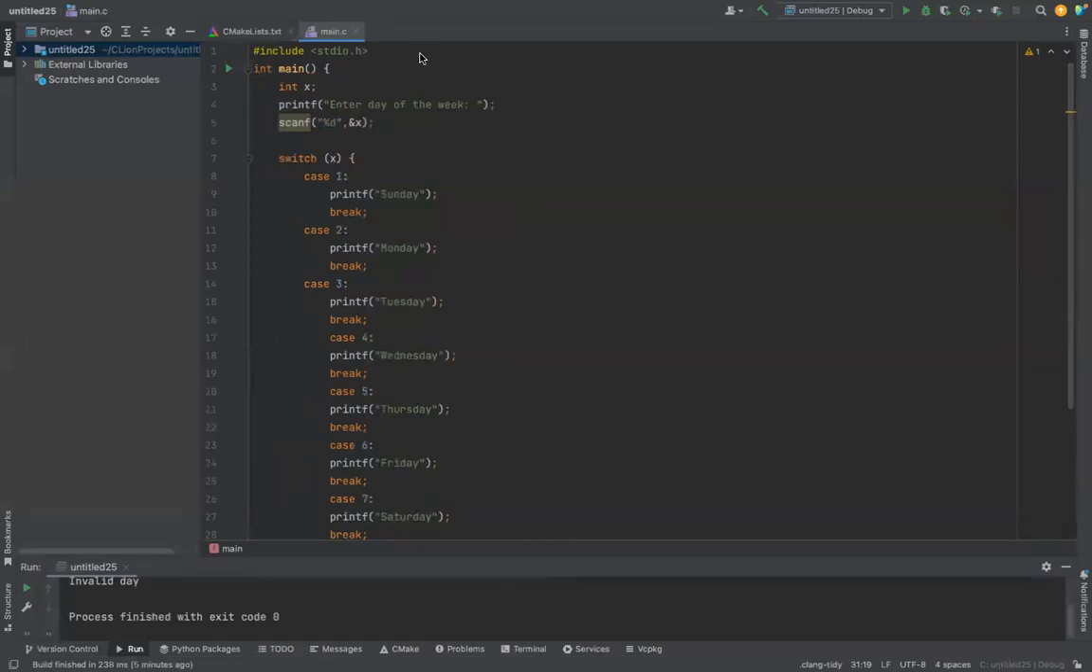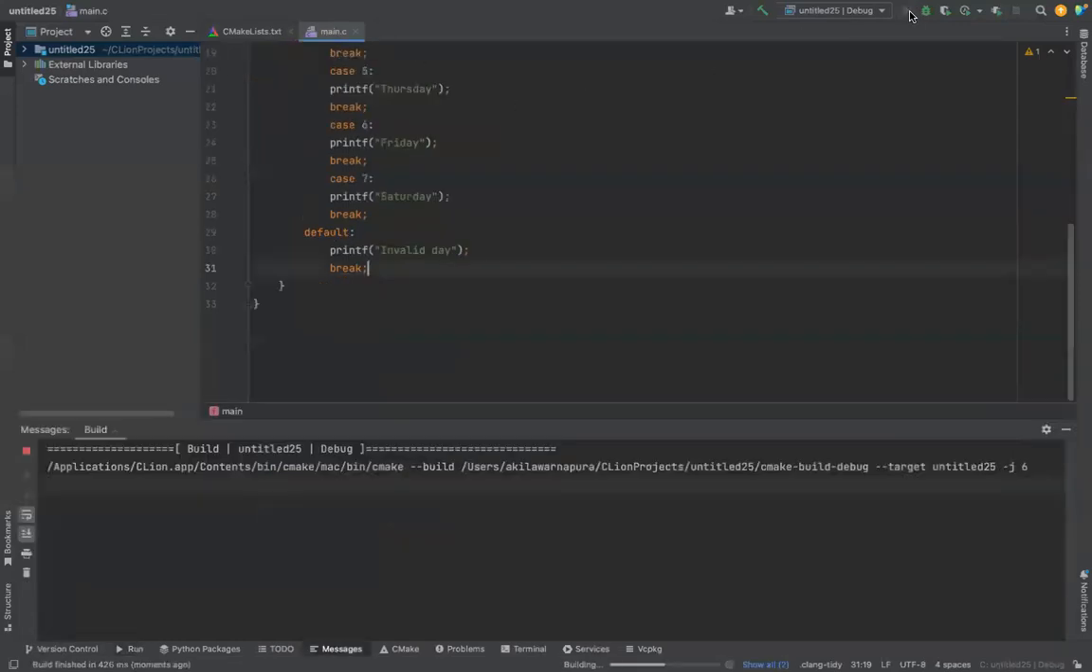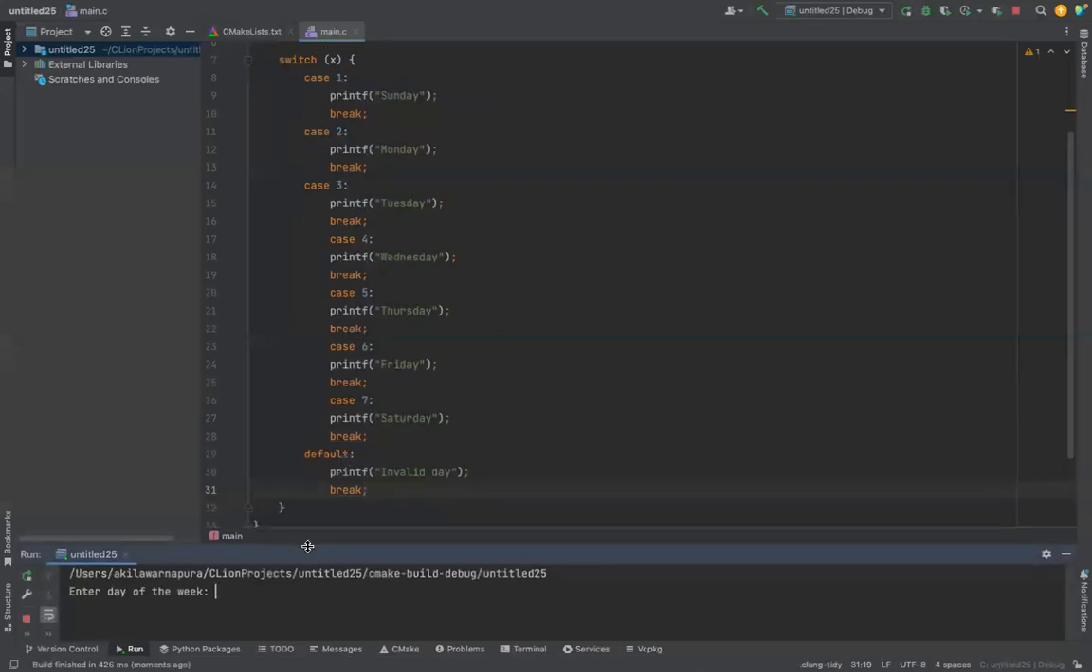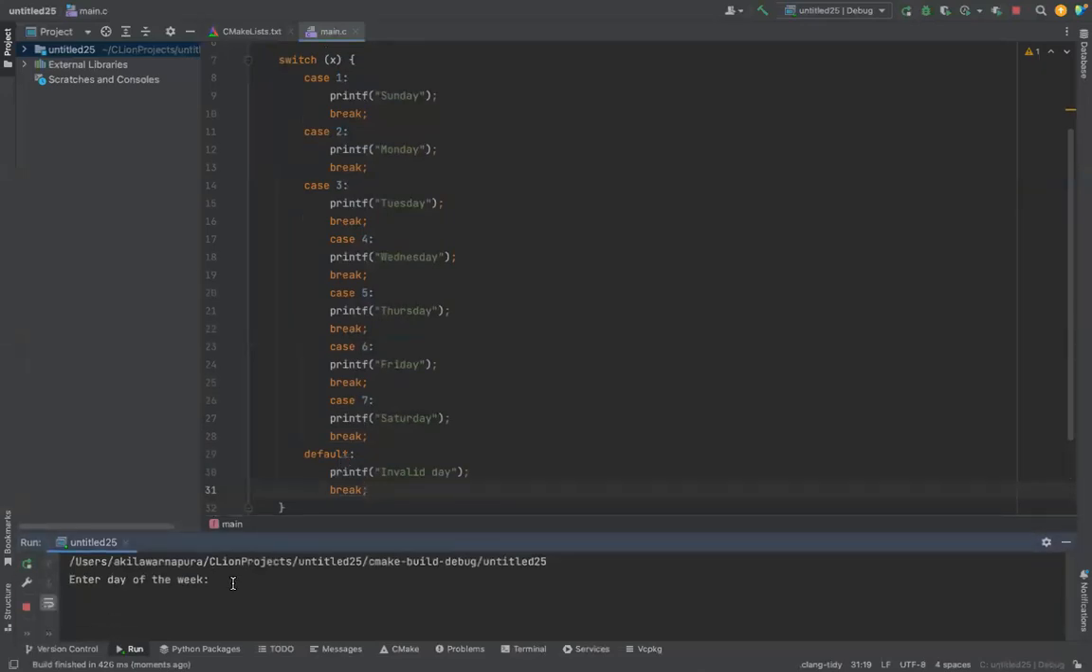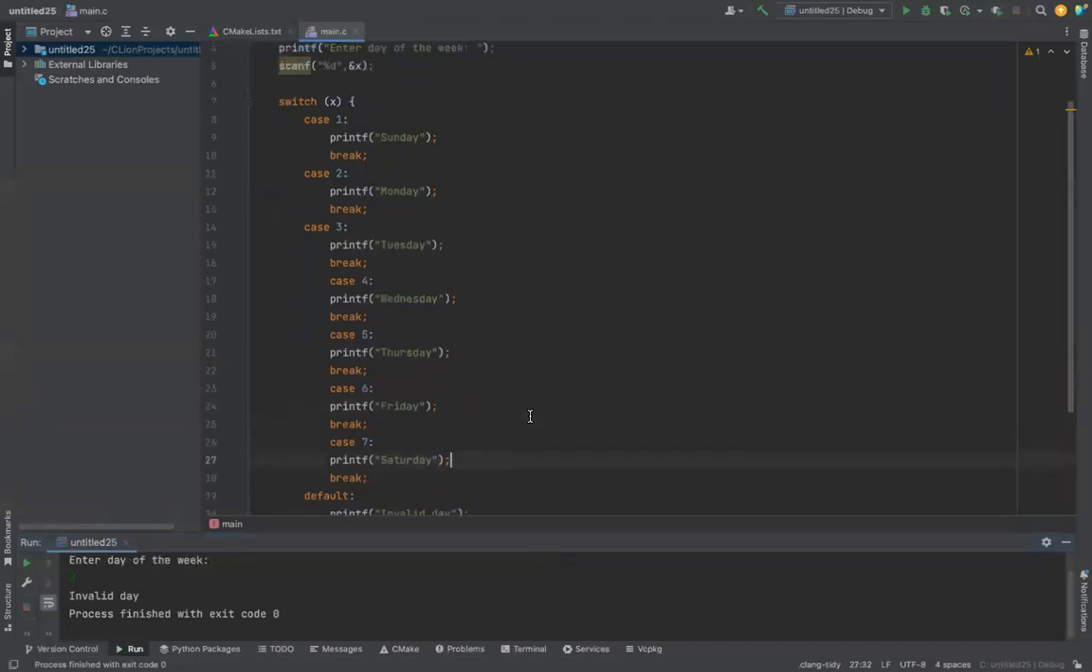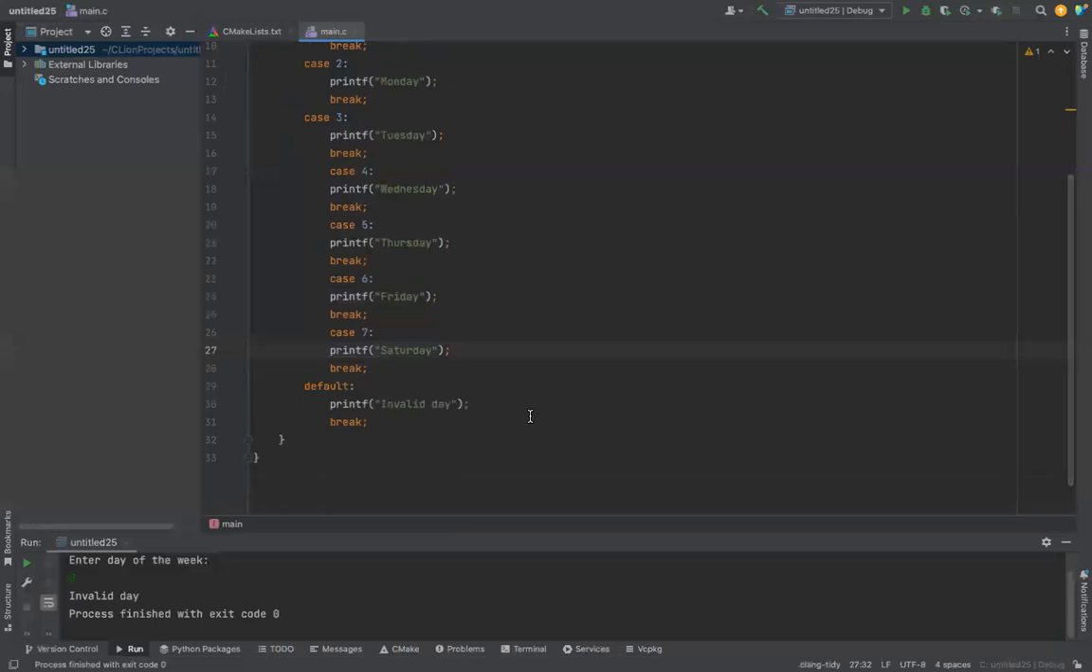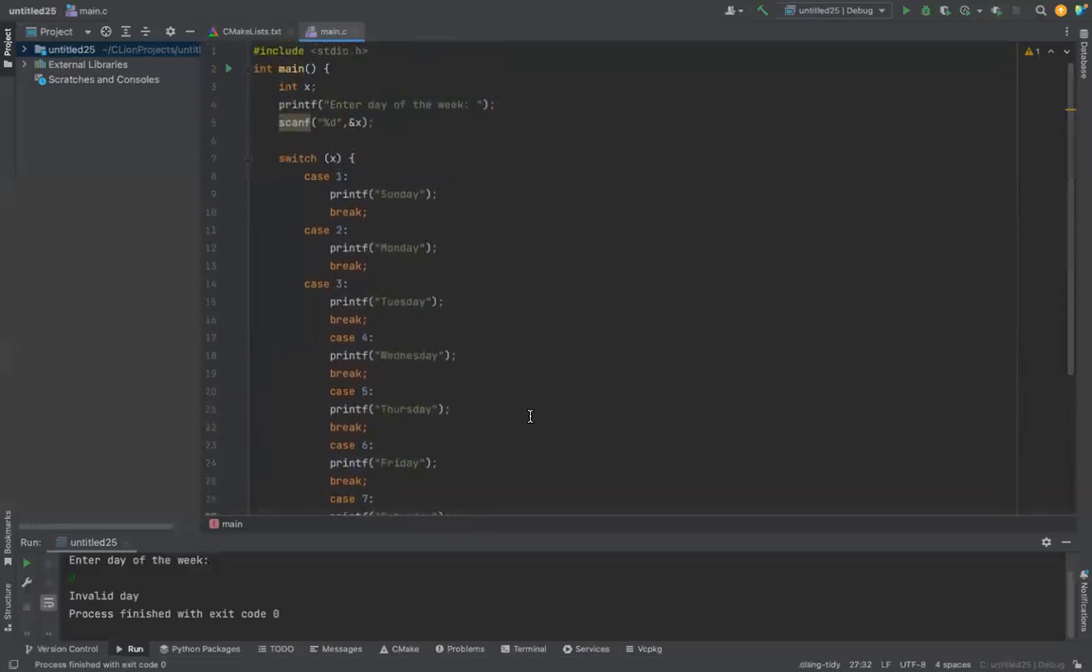Let's try to execute this program. Enter the day of the week. Let's say 1, it is Sunday. Let's say 5, it is Thursday. Let's say 7, it is Saturday. Let's enter any other day like 8, it is invalid day. This is the way of writing the if-else statement.